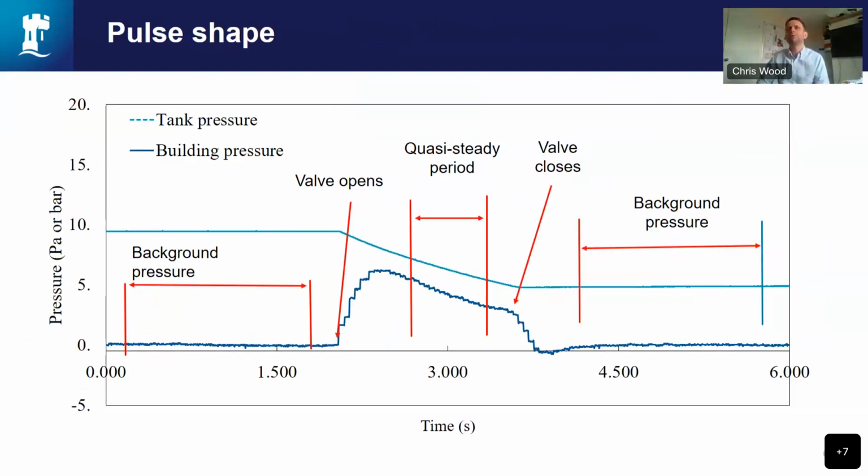So our pulse shape: we read the background pressure before the valve opens, and then as that valve opens at around about 2 seconds, the pressure inside, so we're looking at the dark blue line here, by the way, the pressure inside the building starts to rise as the pressure in the tank falls. And then we hit this point, which is the quasi-steady period. The quasi-steady period lasts for probably around about 0.6 to 0.8 seconds. And at that point, the air is actually flowing through the building, but also still being released by the tank, the air receiver. So it is a forced flow.